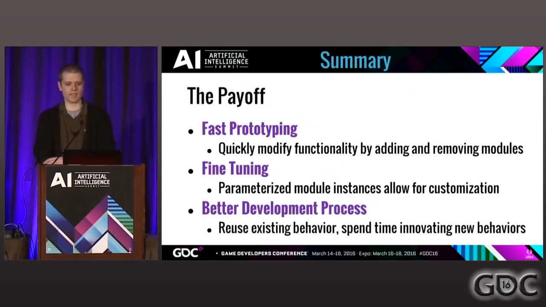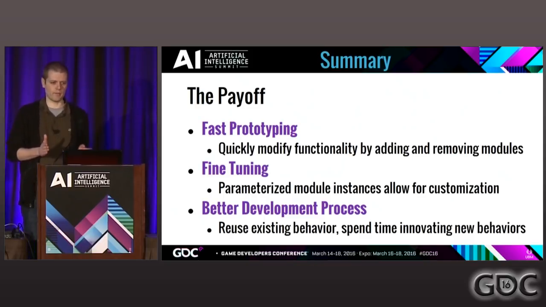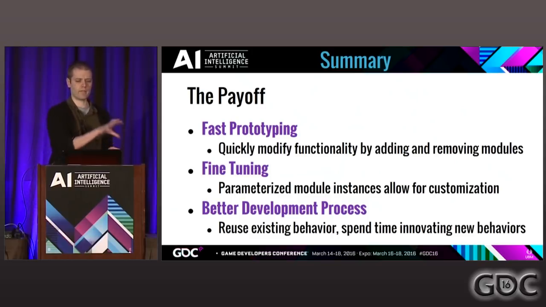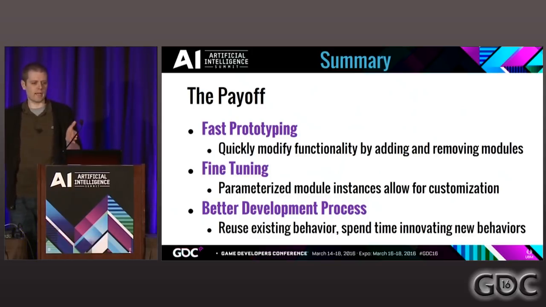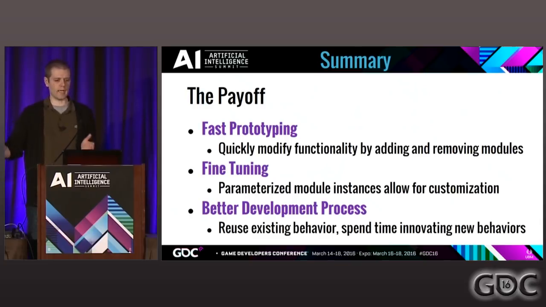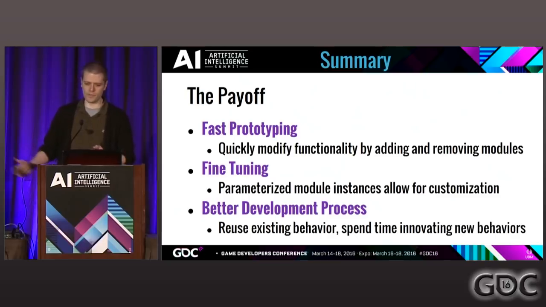And probably the biggest thing here is that the development process, overall, it's going to be better, right? We can reuse existing behavior. We can get to a baseline very quickly, and that means the bulk of our development time we can spend innovating, and we can spend creating new behaviors so that you can really try to push the boundary of what your AI can do.